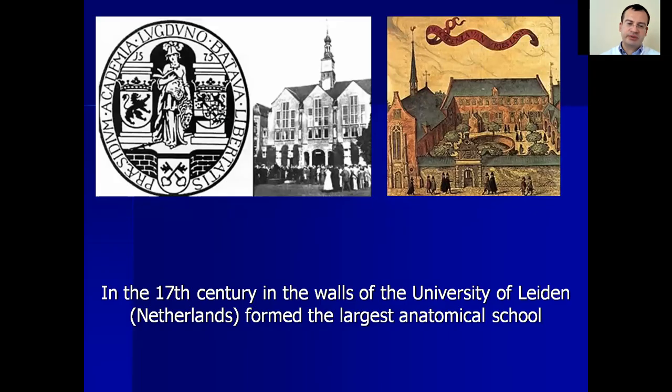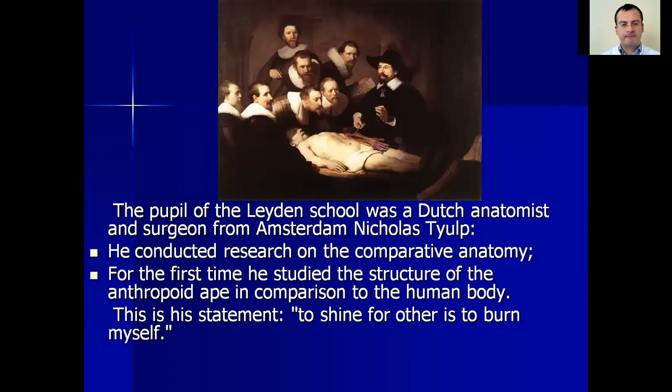In the 17th century, within the walls of the University of Leiden, the largest anatomical school was formed. A pupil of the Leiden school was the Dutch anatomist and surgeon from Amsterdam, Nicolaas Tulp. He conducted research on comparative anatomy. For the first time, he studied the structure of the anthropoid ape in comparison to the human body. This is his statement: "To shine for others is to burn myself."